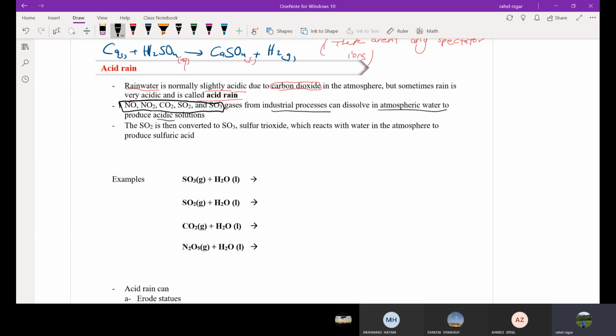The gases are very important. You have to know the gases. NO, NO2, CO2, SO2, and SO3. They will react with water, which is the rain, and form acidic solution. And when it pours rain, the rain will be acidic. We call it acid rain. These gases are produced maybe due to industrial processes, maybe due to volcanoes.